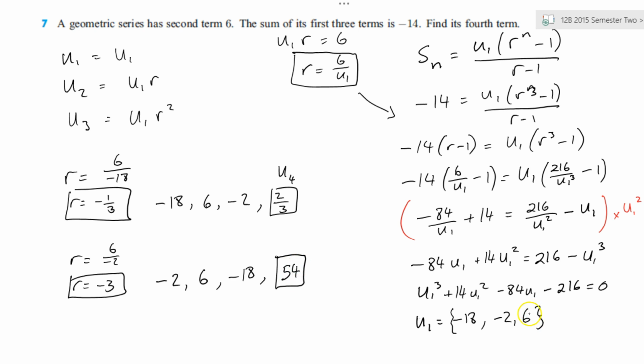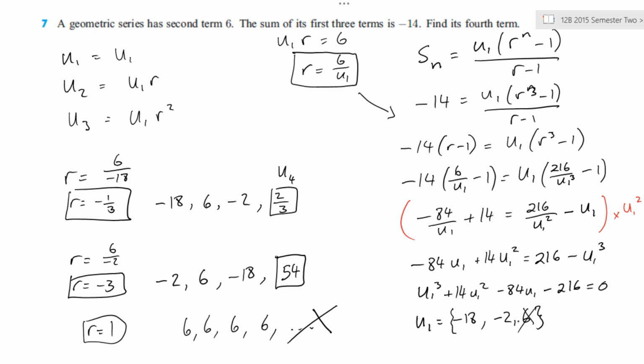With that third possible value, now when I've got this series which has a second term of 6, I don't think this is going to satisfy the sum being negative 14. And let's have a look and see why that is the case. If I let U1 equal 6, what happens? R equals 1. Well, that's not a geometric series, is it? That's just 6, 6, 6, 6, etc. And it doesn't satisfy the possible initial values that we were given, so we can reject that one.